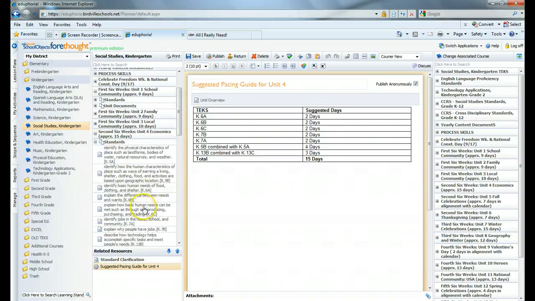It's talking about identifying the basic human needs of food, clothing, and shelter. Then we go to explaining the difference between the needs and wants. Then we move to explaining how basic needs can be met. Then we talk about why people have jobs, and we identify jobs. Then I've ended by talking about physical characteristics in the land and how that goes into the ways we earn our living, and then talking about technology. Altogether, you should spend 15 days on this unit.